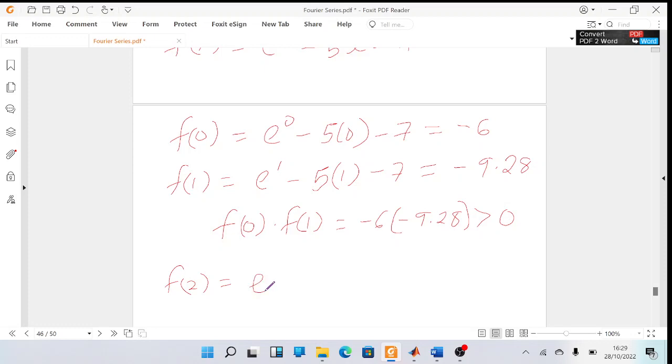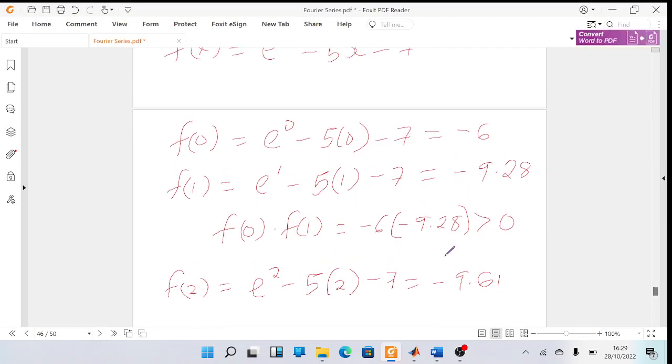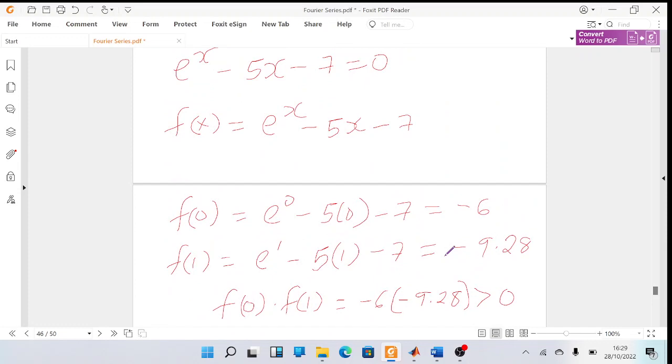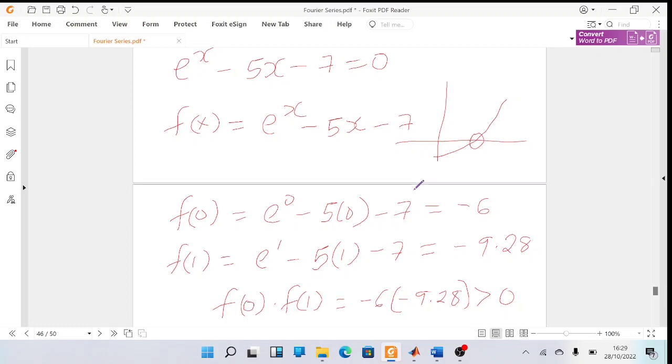So in this case, we get e raised to power 2 minus 5 times 2 minus 7. And if we work out this, we get minus 9.61. Again, the function is still negative. We say f of 0 is negative, f of 1 is negative, f of 2 is negative. So we are looking for the point where the function will cross the x-axis. So we continue doing this until we find a positive value.